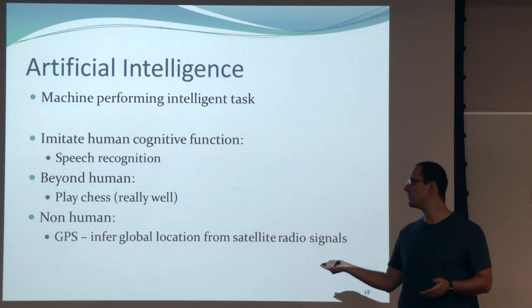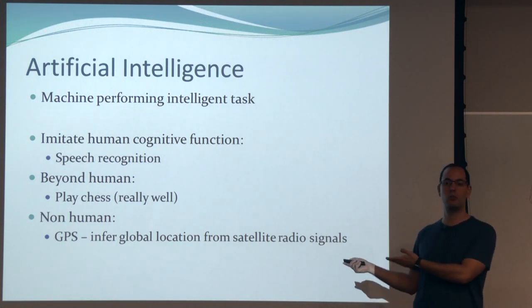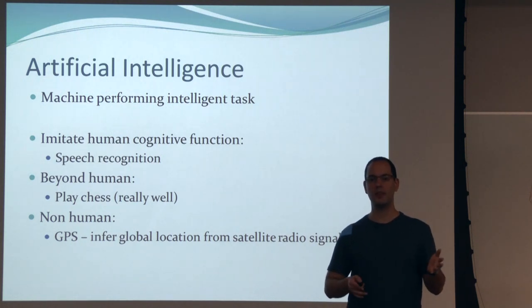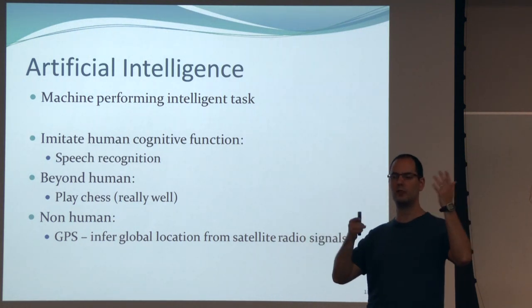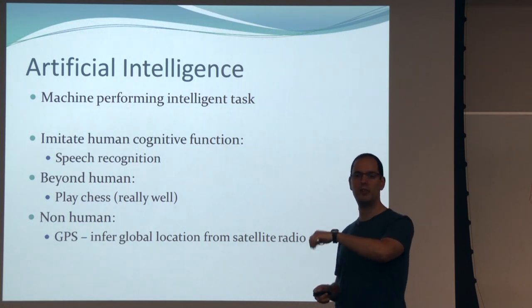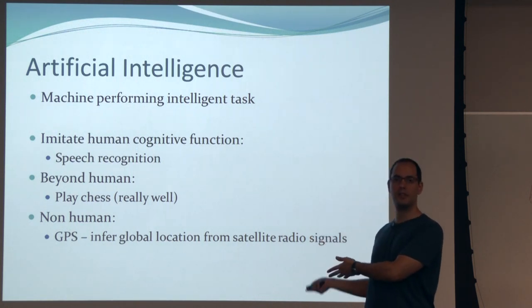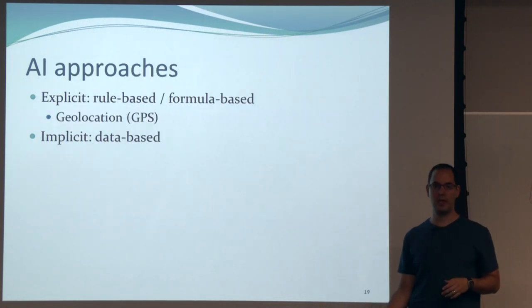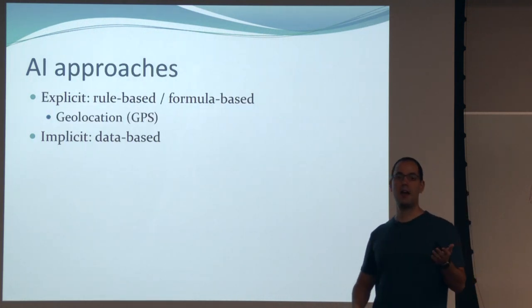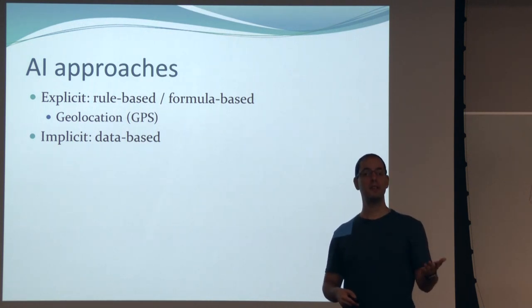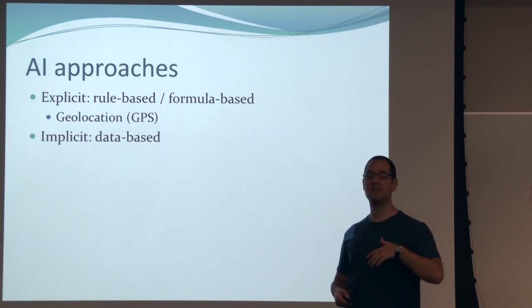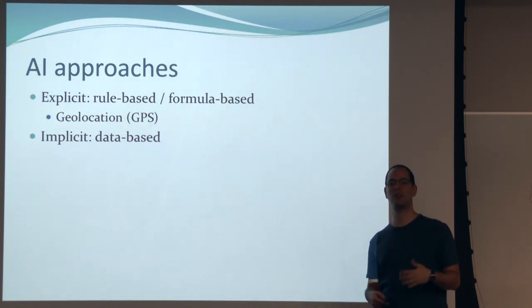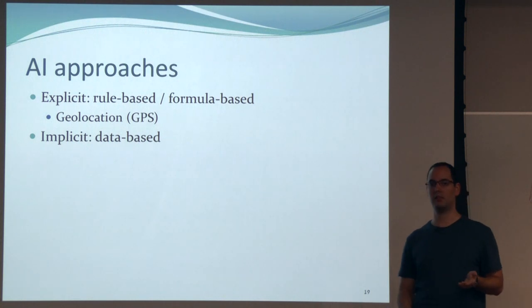And sometimes the task is inherently non-human, like what GPS does. I mean, I don't know any human or animal that is able to analyze radio signals from satellites and exactly infer the location on Earth. But I do consider it an intelligent task. There are different approaches to AI. The AI system can be more explicit, followed by a set of rules or a set of formulas, or it can also be implicit and based on data, and that's what machine learning does.